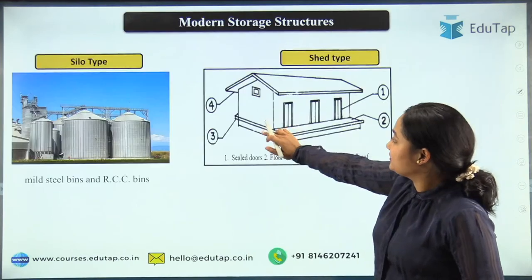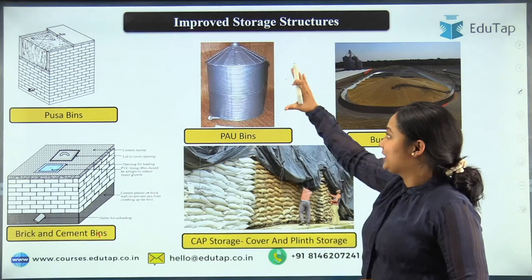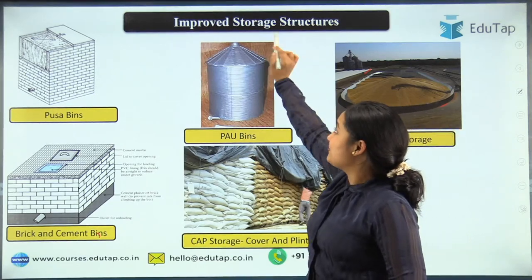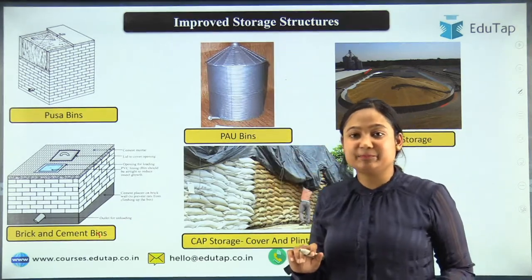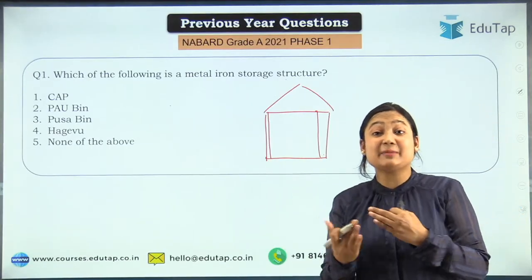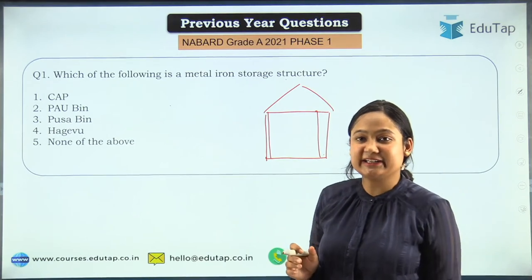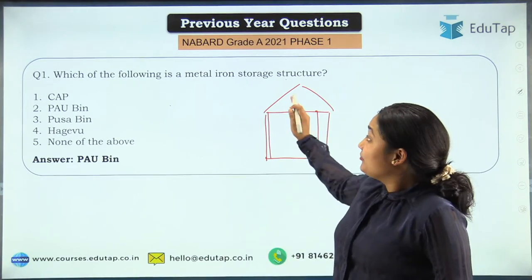See, this was your structure for PAU. Punjab Agriculture University developed this particular structure. Why? To help our farmers with storage facility. It was a small structure, the capacity was not large, but because it is made of metal, it prevents attack from pests. Mangesh has also given the correct answer. So now moving to the next question.